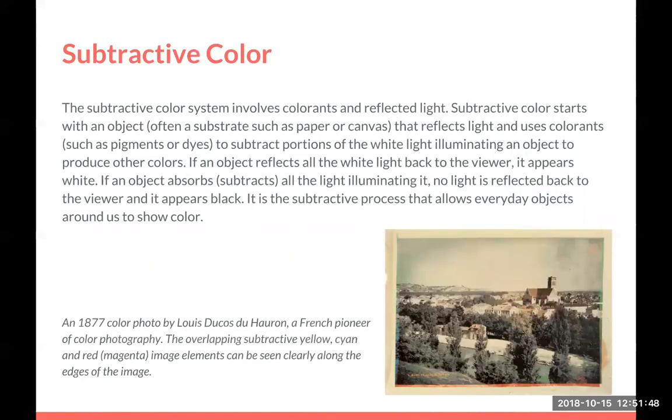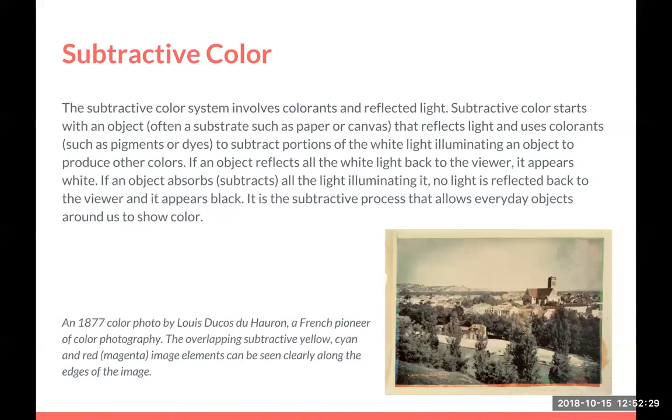So the subtractive color system involves colorants and reflected light. Subtractive color starts with an object, which is usually your paper or canvas, that reflects light and uses colorants such as pigments or dyes to subtract portions of the white light illuminating an object to produce other colors. So if an object reflects all of the white light back to the viewer, it appears white. If the object subtracts or absorbs all of the light illuminating it, no light is reflected back to the viewer and it appears black. It is the subtractive process that allows everyday objects around us to show color.